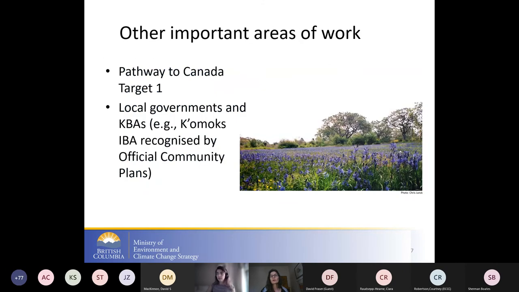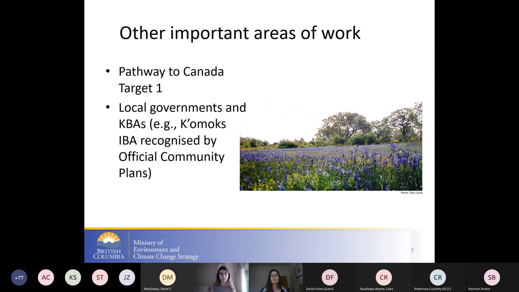And then apart from work that's happening through direction from these mandate letters, there are of course other important areas of work that are being carried out in BC, both through the province and outside of it. A couple of examples of this are Pathway to Canada Target 1, which we just heard about through Courtney. BC is on the National Steering Committee and in fact co-chairs it. And KBAs are supported there by some participating jurisdictions, including by BC and, of course, the federal government as a key way to meet commitments, again, which we've just heard about from Courtney.